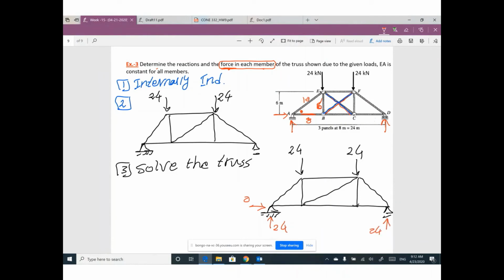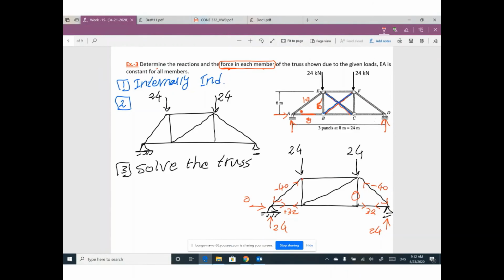If you do joint equilibrium, this one is under compression. This one is in tension. How much? I will tell you. 24 divided by what? Divided by 0.6. This one will be negative 40. Times 0.8, this one will be positive 32. The same here. This one will be negative 40, and this one will be in tension 32. This one will be 0.